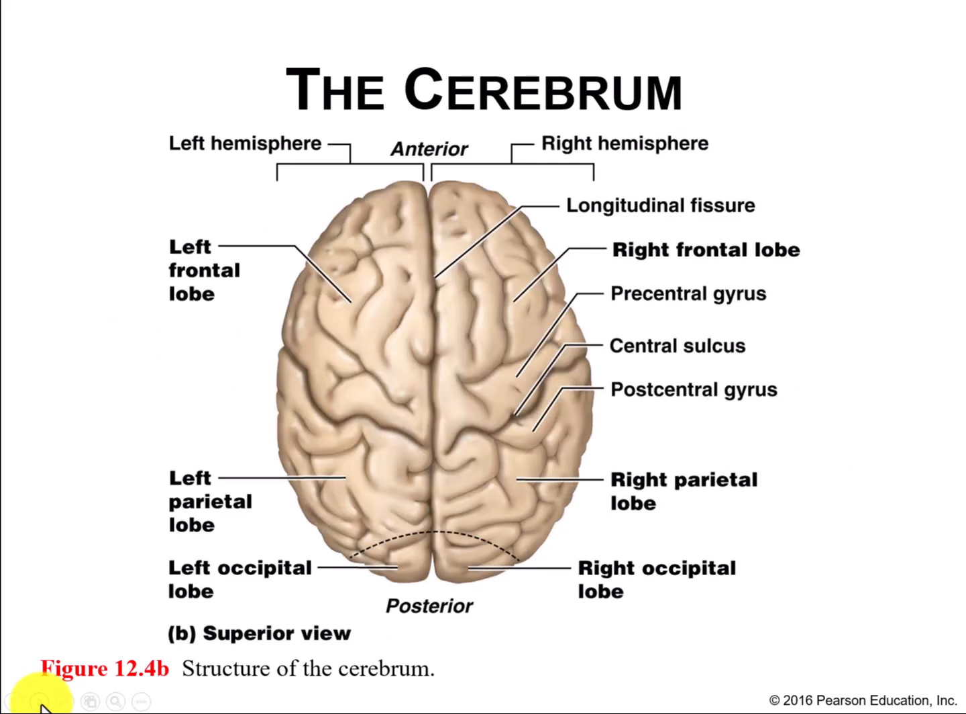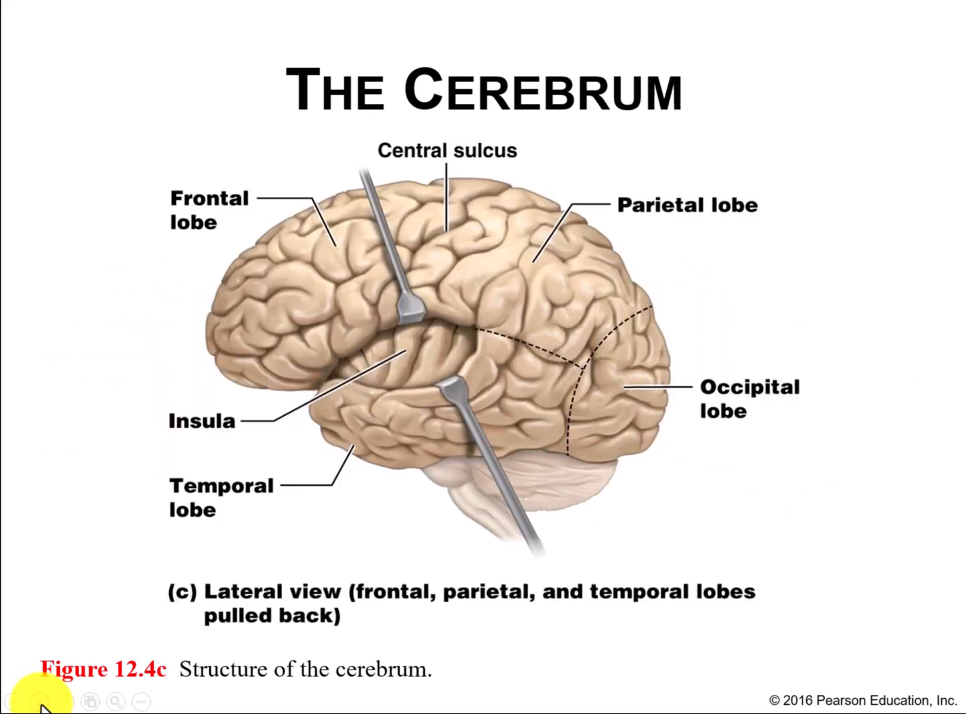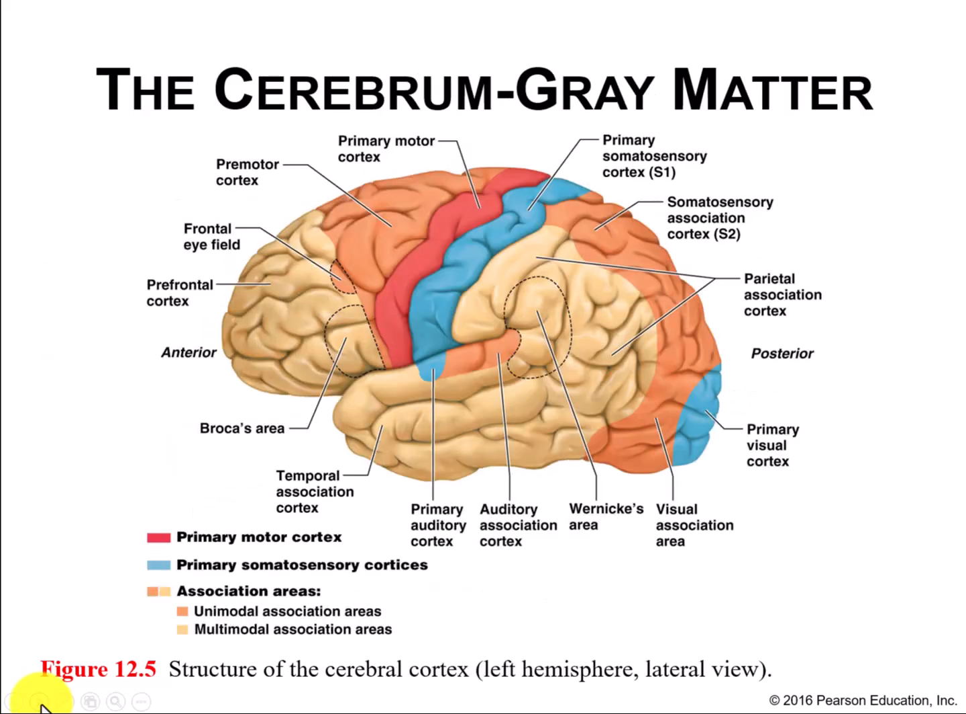Here are all the different regions of the brain, and again, this is covered in lab. And the lobes, same as our skull, overlie the different areas of the brain, and the insula is in the middle. Now here are the functions of our brain.